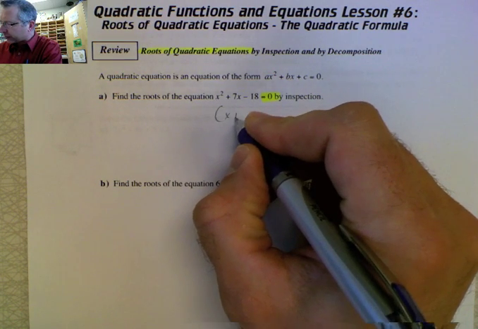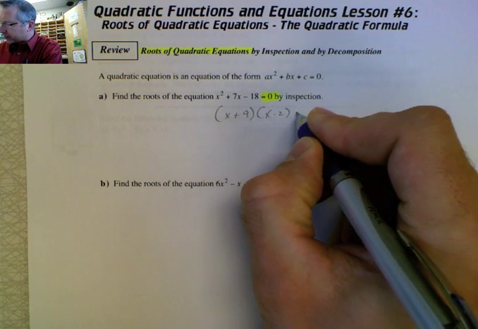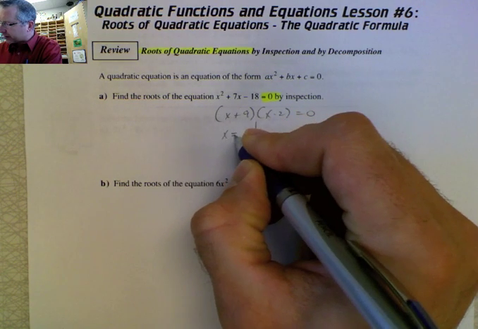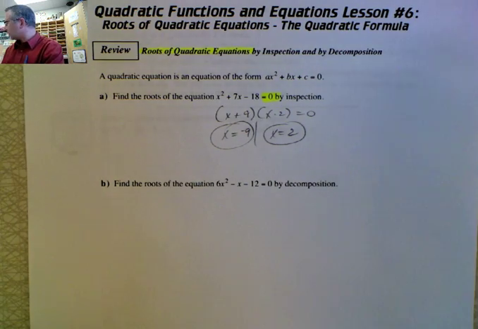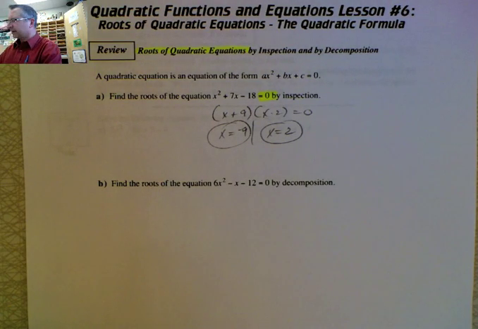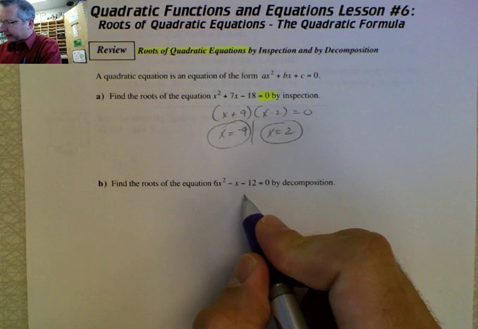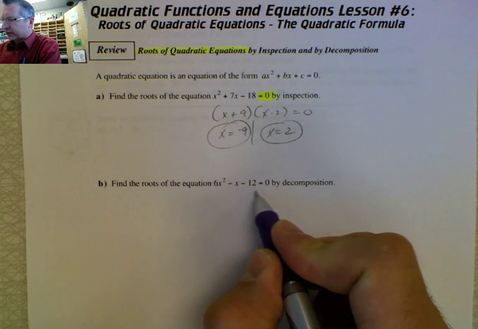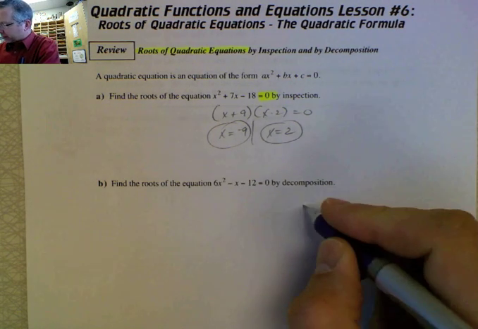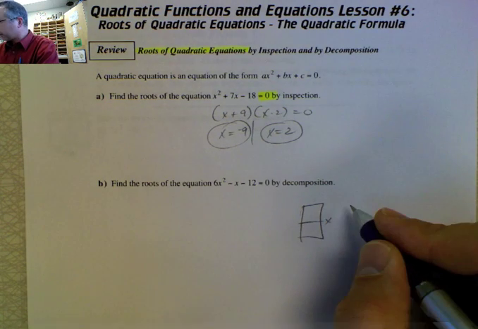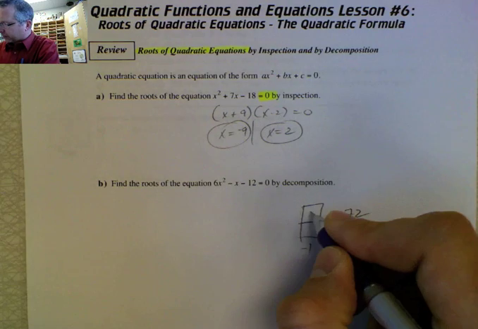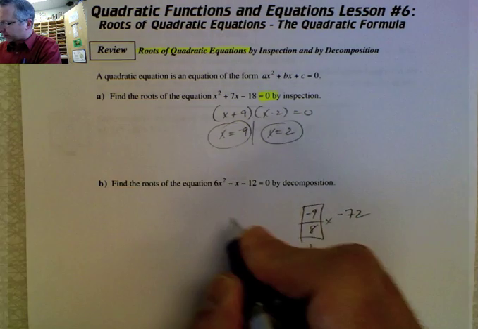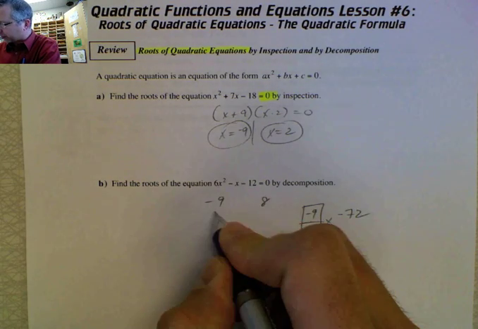If we look at this, we need two numbers that multiply to negative 18 and add to 7. Those two numbers are positive 9 and negative 2. And if I solve these, I get x is negative 9 and x is 2. That's pretty straightforward. In the second case, we need to use box method to try and factor this. So we need two numbers that multiply to negative 72 and add to negative 1. Well, that's negative 9 and positive 8.